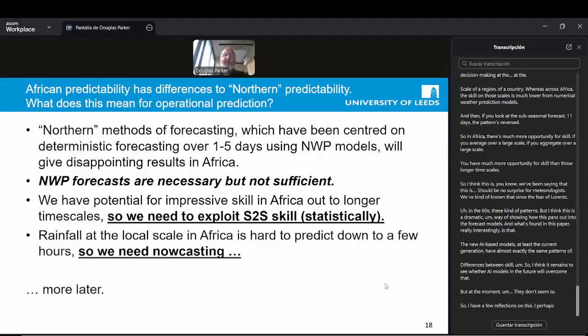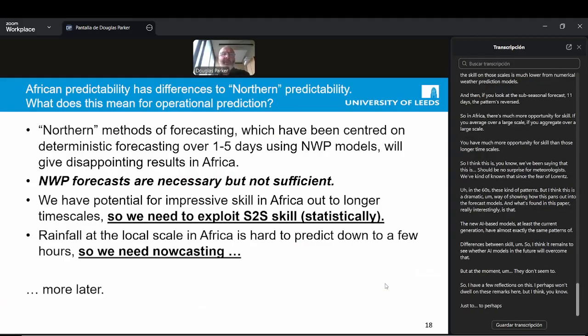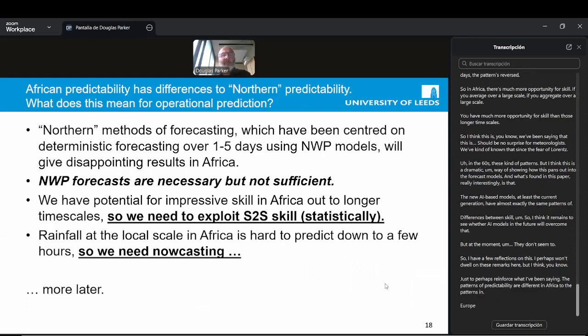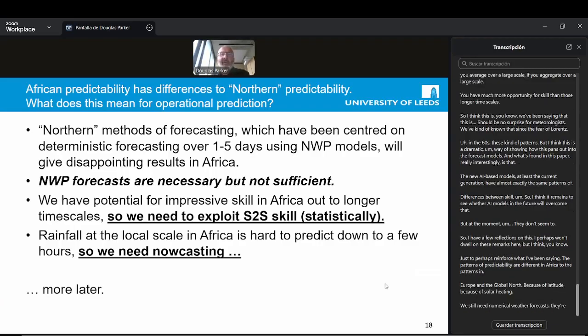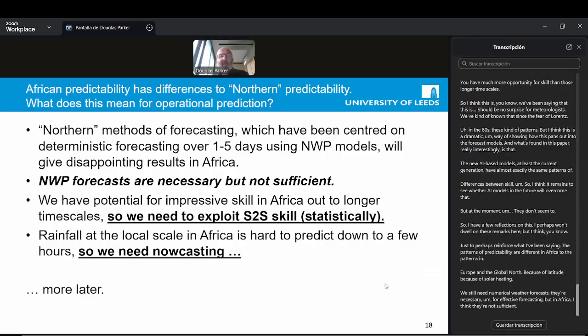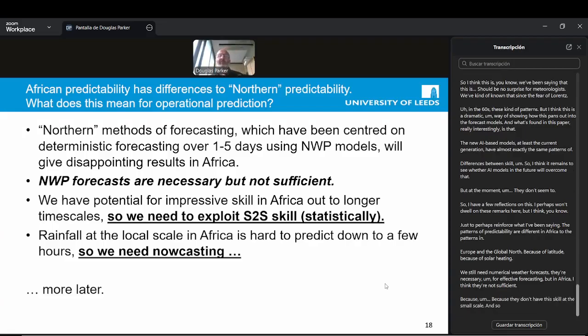I perhaps won't dwell on these remarks, but just to reinforce what I've been saying, the patterns of predictability are different in Africa to the patterns in Europe and the global north because of latitude, because of solar heating. We still need numerical weather forecasts. They're necessary for effective forecasting. But in Africa, I think they're not sufficient because they don't have this skill at the small scale. And so to give people good information at the small scale, we need nowcasting.